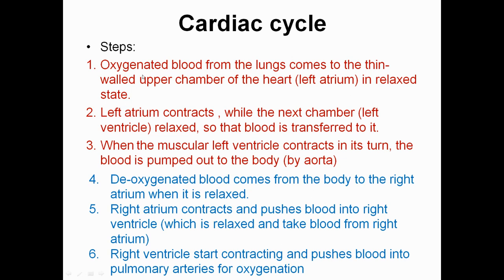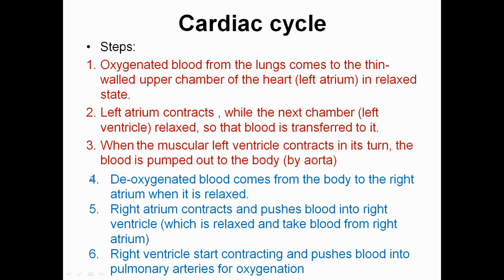First of all, I am going to discuss the first step of the cardiac cycle or the functioning of the heart. It carries oxygenated blood from the lungs to the thin-walled upper chamber of the heart. Atria are thin-walled chambers in a relaxed state. Only in the relaxed state are they able to hold the blood coming from the veins, that is the pulmonary veins. And the left atrium, after receiving all of the blood from the pulmonary veins, is going to contract and releases blood into the left ventricle. Ventricles are thick chambers. They have thick musculature.